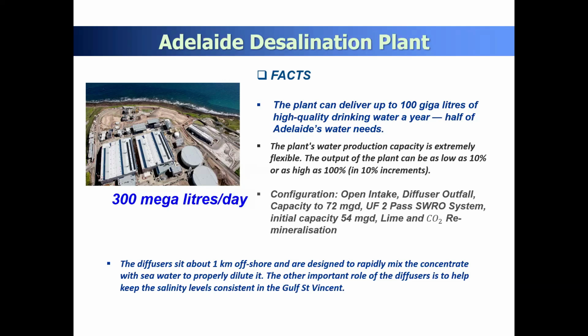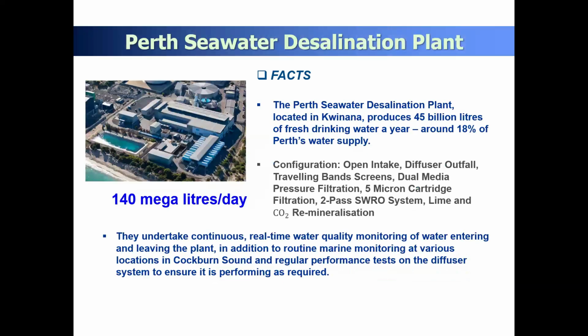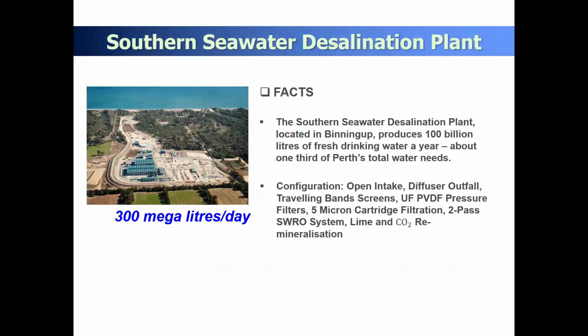If you like ultrafiltration, you can design ultrafiltration followed by reverse osmosis. If you like dual media filtration, you can design dual media filtration and seawater reverse osmosis. How about the southern seawater desalination in Western Australia, a very dry area? They have two major desalination plants. One uses dual media filtration, and the other uses ultrafiltration.